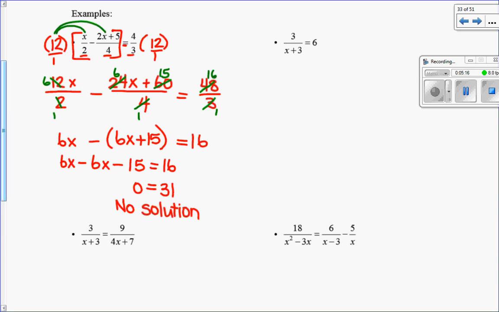That is a funny one for them to give us to start with, but every once in a while you will find one of these that has no solution, and no solution is your answer. Okay, let's try the second one.